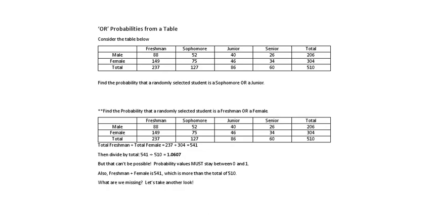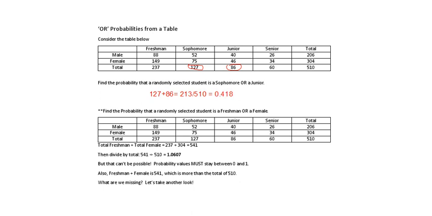Okay, so you're also going to encounter OR probabilities from a table. Now, in our first question, we have a table, and we'd like to find the probability of sophomore or junior. Well, no problem. We will first find the total sophomores, which is 127. Then find the total number of juniors, which is 86. OR means add, so we'll add them up and divide by 510. Well, sounds like a plan. Let's do that. 127 plus 86 is equal to 213. Divide that by 510. And we are going to get 0.418.